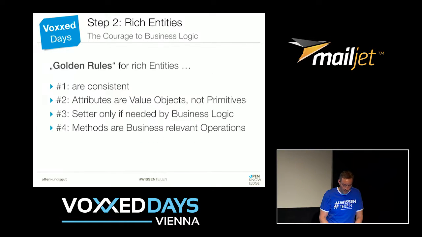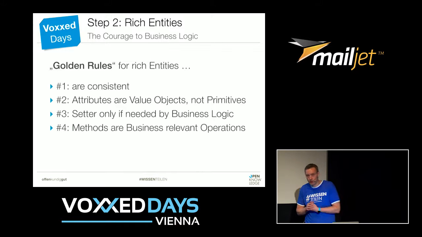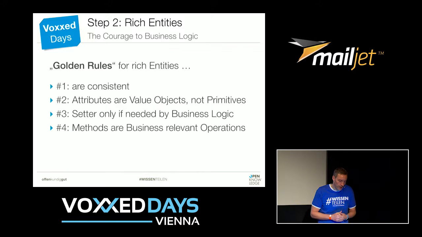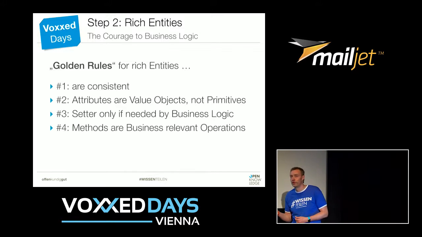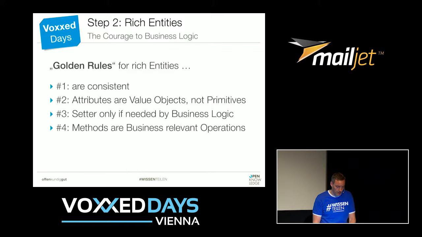Okay. Also for these rich entities, we have a kind of golden rules. They are consistent, so we create them in a consistent way and we keep them in a consistent way. Their attributes are value objects, not primitives. We place setters only if needed by business logic, not because we can generate them very easily with the right mouse button, but only if we really need them. And methods are business relevant operations.